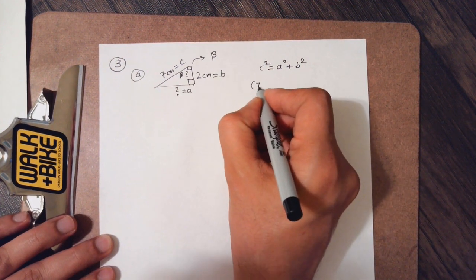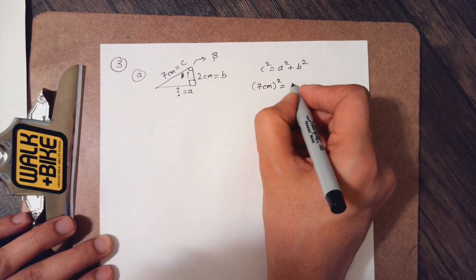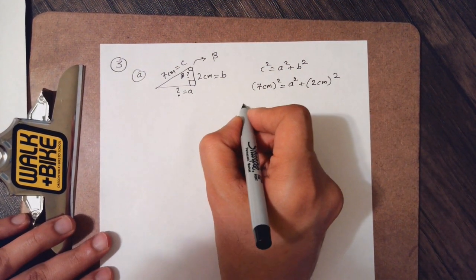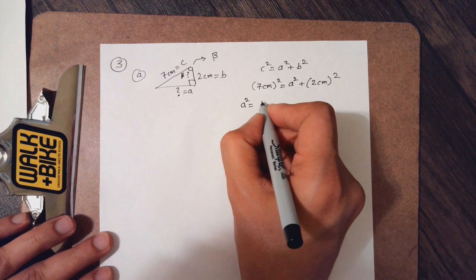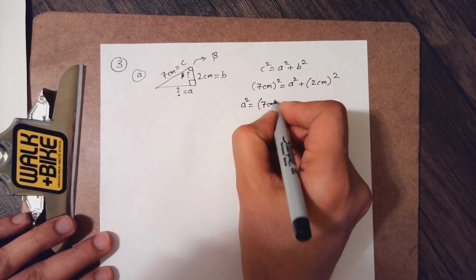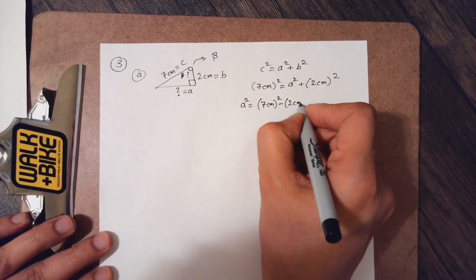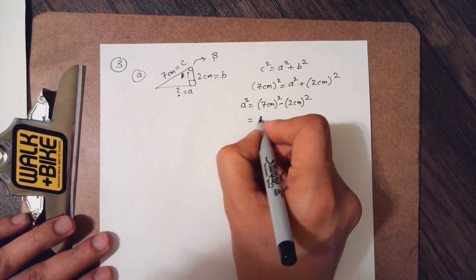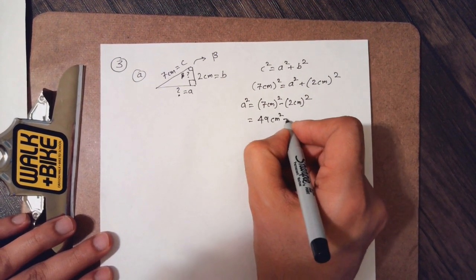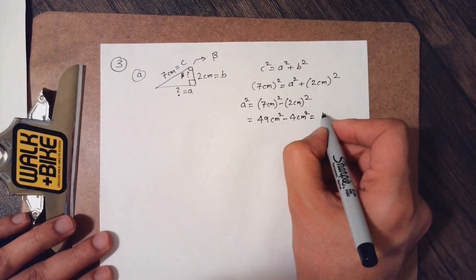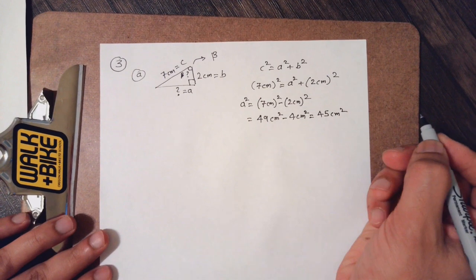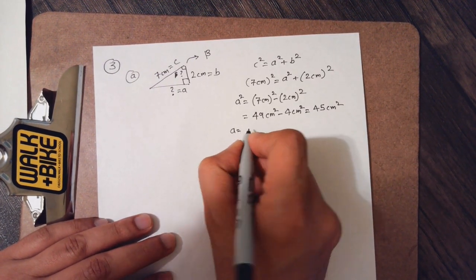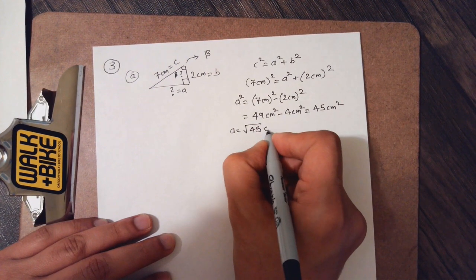So what is c? 7 centimeters. So 7 centimeter square equals a square, which is unknown, plus 2 centimeter square, which is b squared. So a square equals 7 centimeter square minus 2 centimeter square, right? Make sense? Which is equal to 49 centimeter square minus 4 centimeter square, which is equal to 45 centimeter square. So a square equals 45 centimeter square. So a would be square root of 45 centimeter.